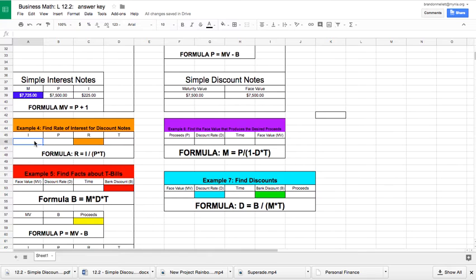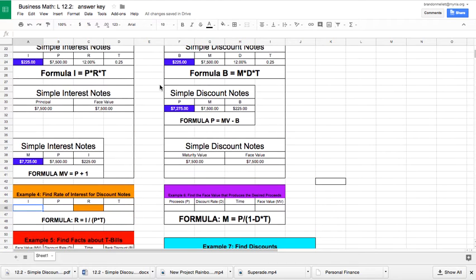So let's use this example here to calculate this. What we're going to do is take the interest that we calculated from the examples up here. We're going to take, for this one, we're using proceeds.